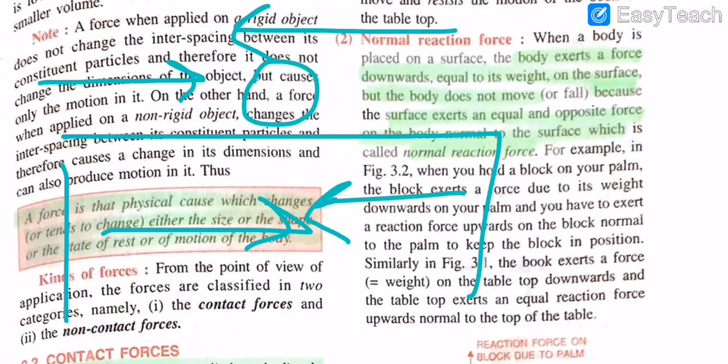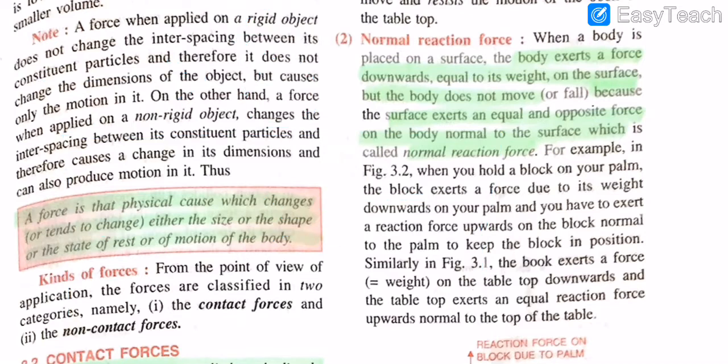Then we have normal reaction forces. When a body is placed on a surface, the body exerts a force downwards equal to its weight on the surface, but the body doesn't move or fall because the surface exerts an equal and opposite force on the body, normal to the surface, which is called the normal reaction force.